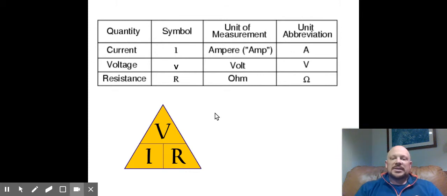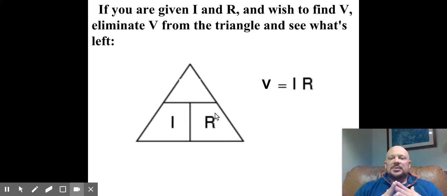And so let's look at some examples of how we would use GPS to find this information out. If you're given I and R and you want to find V, so that's your problem, is finding your voltage. To use your triangle and you just leave V out, you eliminate it from the triangle and you see what's left. Well, here we have I and R. Those are our givens, current and resistance. Our problem is to find V.